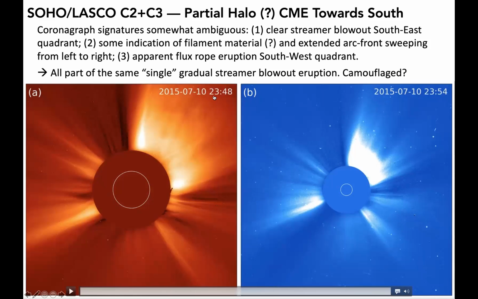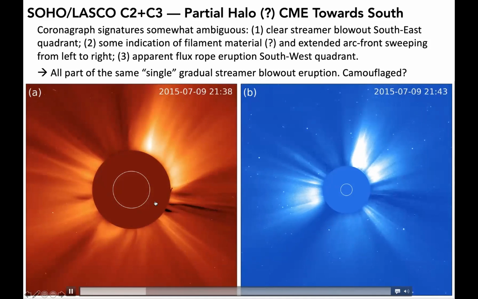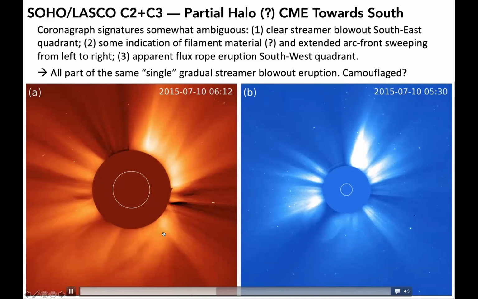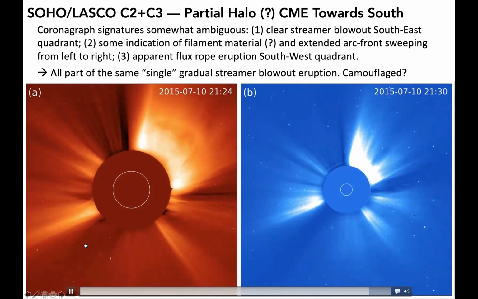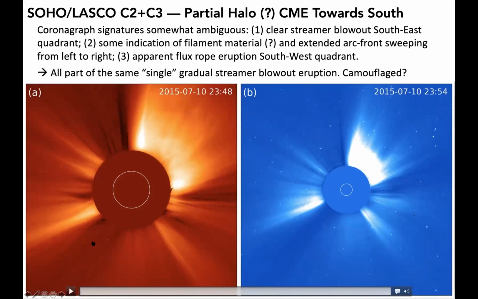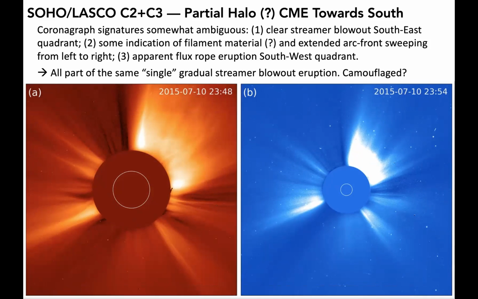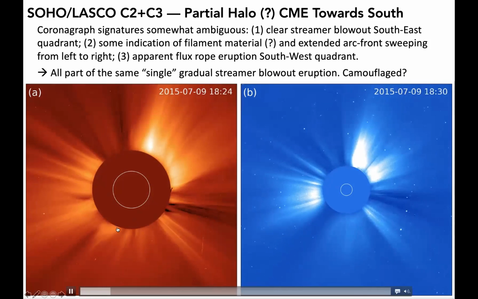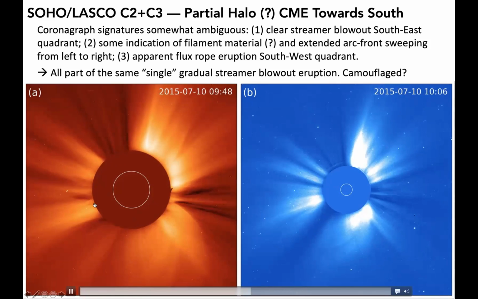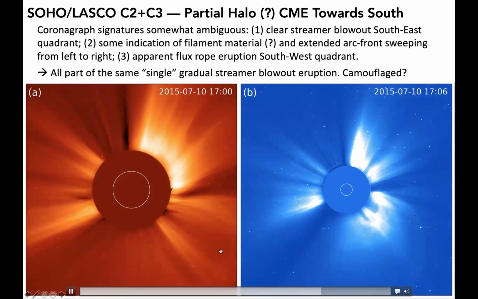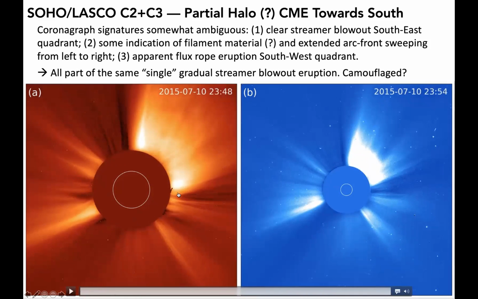This thing happens over the course of a day. And in fact, because there's this kind of dichotomy in what appears to erupt first and then what appears to erupt second, the CDAW catalog, the LASCO catalog, actually has this thing listed as two separate CMEs. This first East Limb event, and then this kind of second West Limb event.